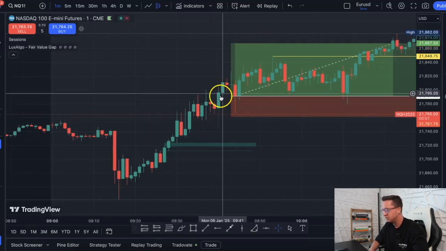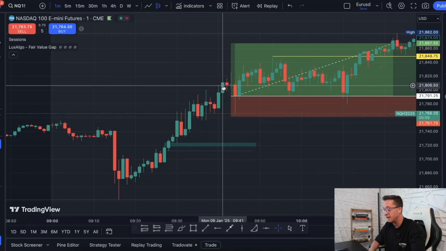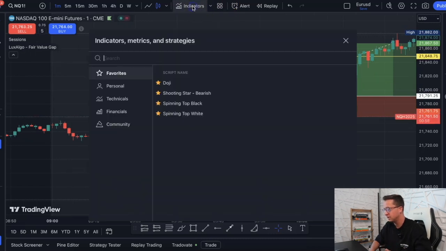So right here, I want you guys to notice how we have this fair value gap that formed. Now that is my entry model, and if you guys want, get this indicator.